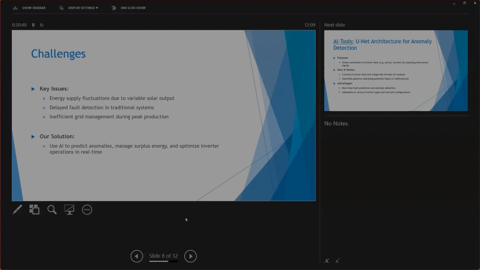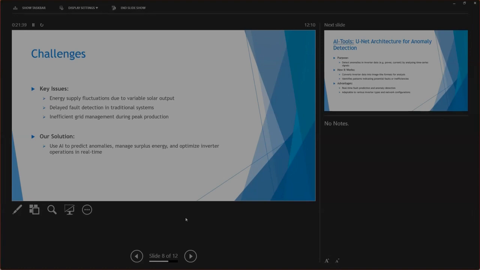Everyone is based in Nicosia. All the maintenance teams and monitoring teams are based in Nicosia, and they need to travel to a faraway location in order to fix or reroute the electricity supply. And we have inefficient grid management during peak production. We do not have the advanced technology to change at will which area is supplied from which substation.